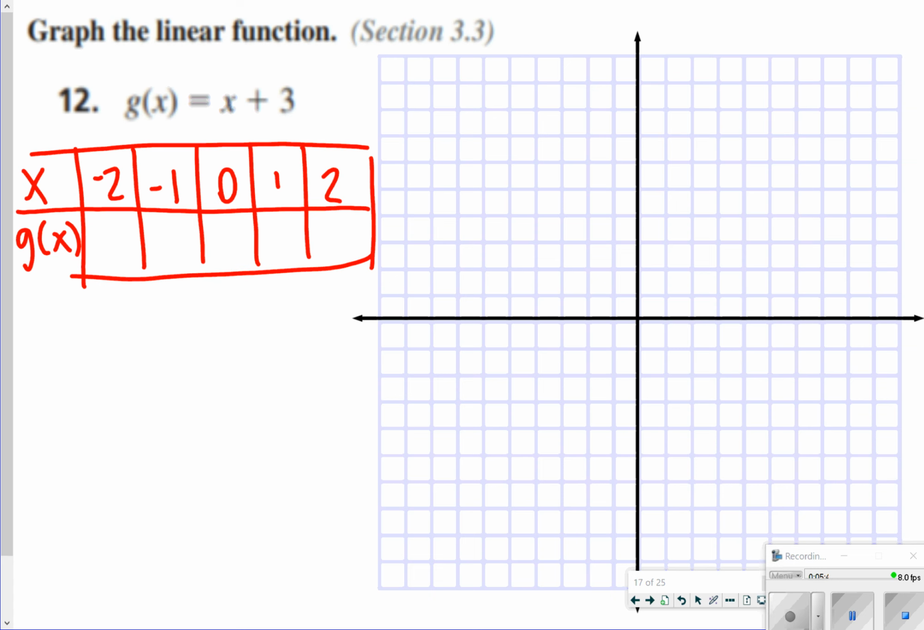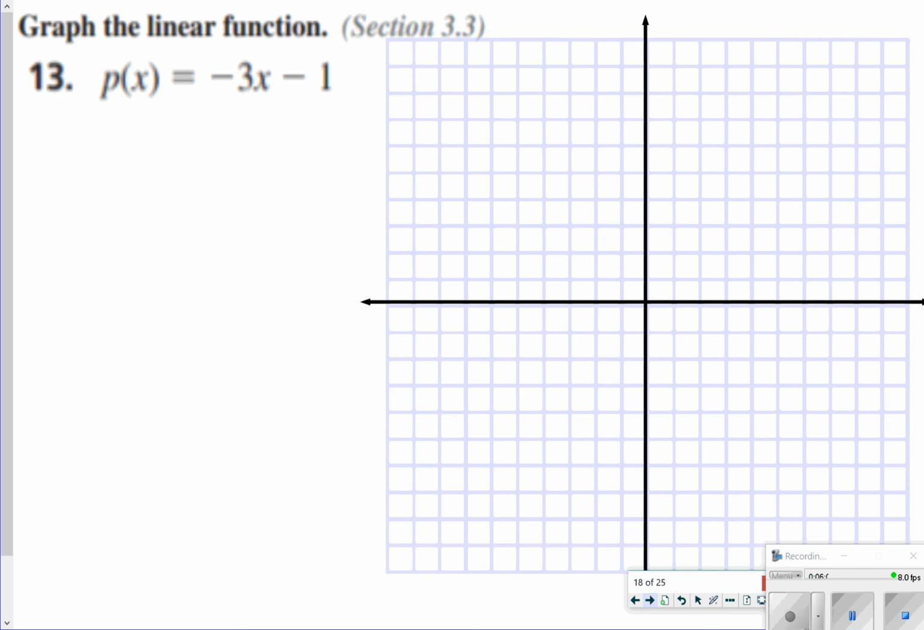So if I plug in -2 here, I get +1, -1, I get +2, and then 3, and then 4, and then 5. So notice I did get a constant rate of change, which represents a linear function, and then I'm just going to graph my points. So here are my points, and then all you have to do is just connect your dots. Obviously yours is going to be a little bit straighter than mine, a little bit nicer looking for that.